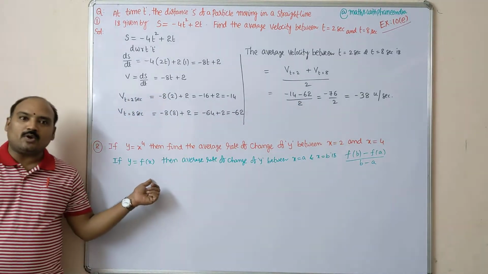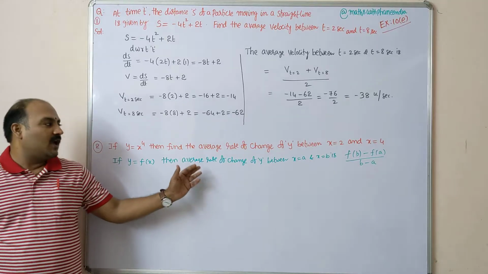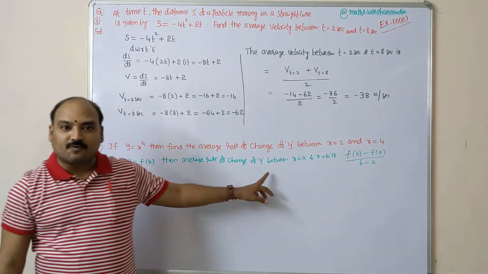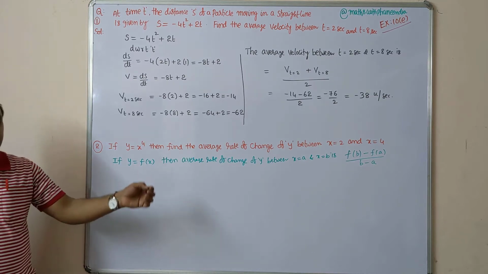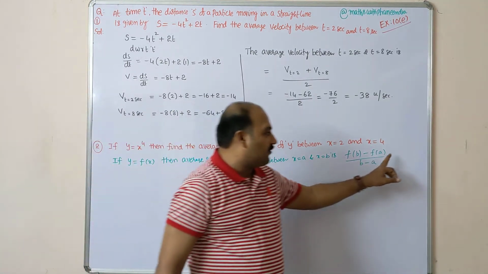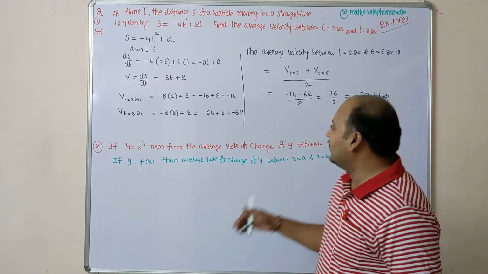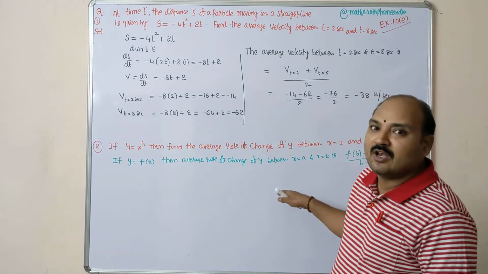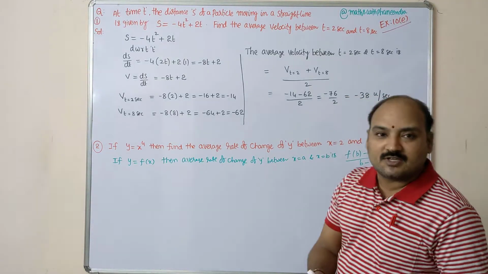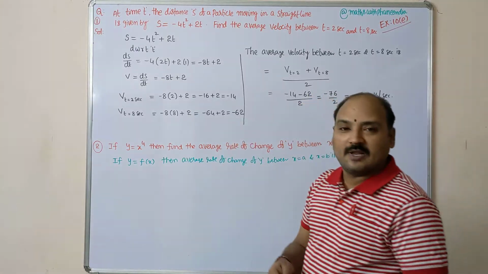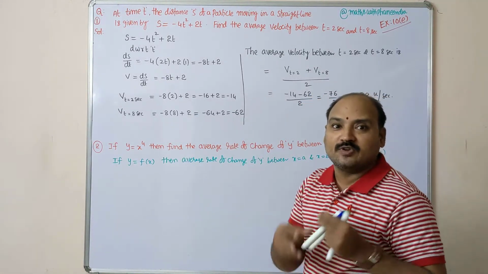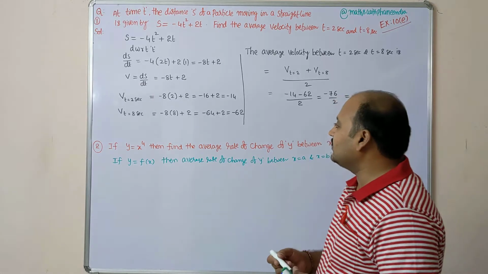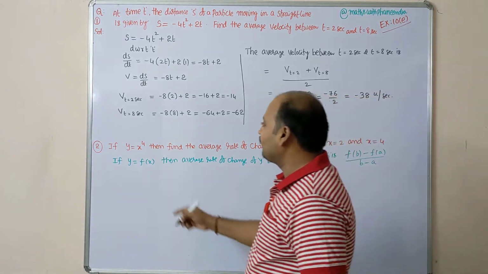If y equal to f of x, then the average rate of change of y between x equal to a and x equal to b is f of b minus f of a by b minus a, which we discussed in the Lagrange's mean value theorem. I hope you revise this concept. You go to the playlist, I already kept it there. I also kept 2 videos on maximum and minimum according to your convenience. Now come to this question.